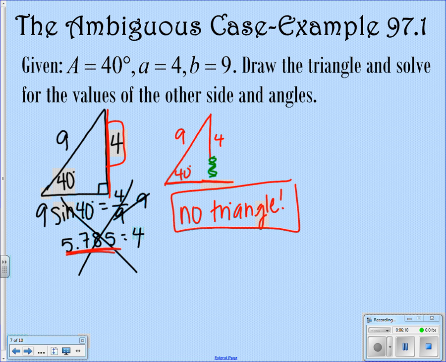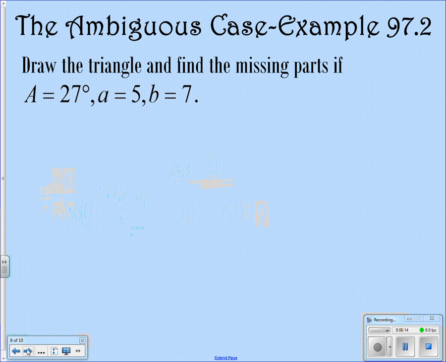Okay, so now we're going to look at where we have 2 triangles. So again, it just says draw the triangle and find the missing parts, but we are actually going to have 2 triangles on this one. Okay, so this is what it'll look like if you have 2. You'll start by drawing your triangle, and we're hoping that it's a right triangle.